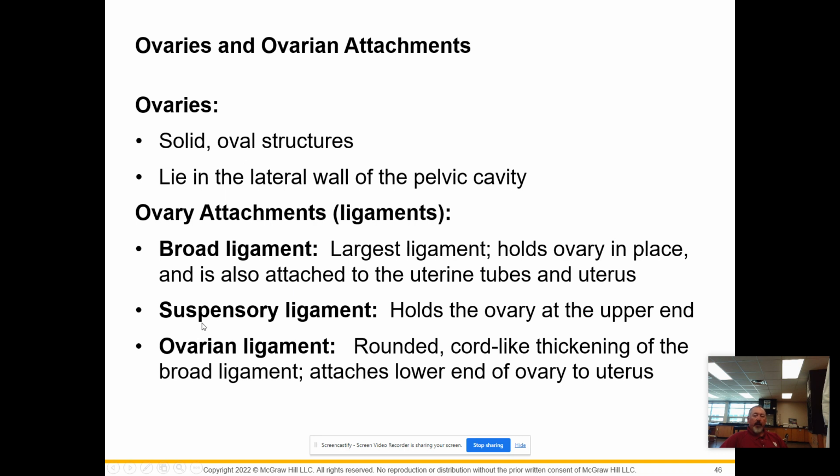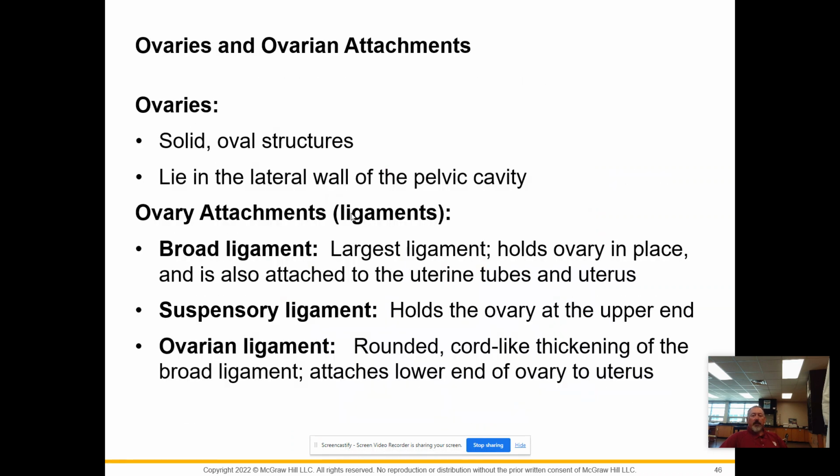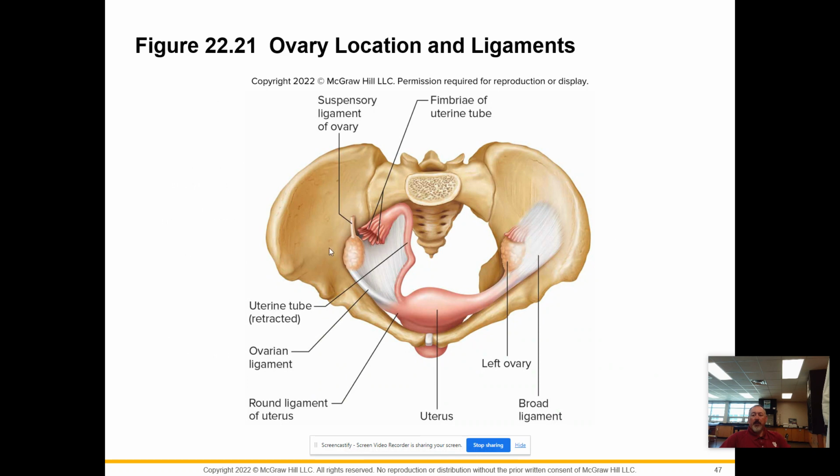All right, there's also a suspensory ligament. This is going to hold the ovary at the upper end. Notice that it's there, anchoring. So now we have these two major anchors. And then we have the ovarian ligament. This is going to be a rounded, cord-like thickening of the broad ligament, and it's going to attach to the lower end of the uterus. So we have all of these different ligaments: broad ligament, ovarian ligament, suspensory ligament, that are holding this in place.